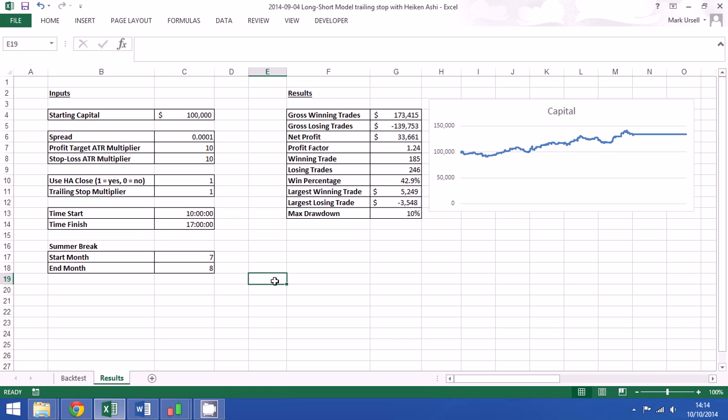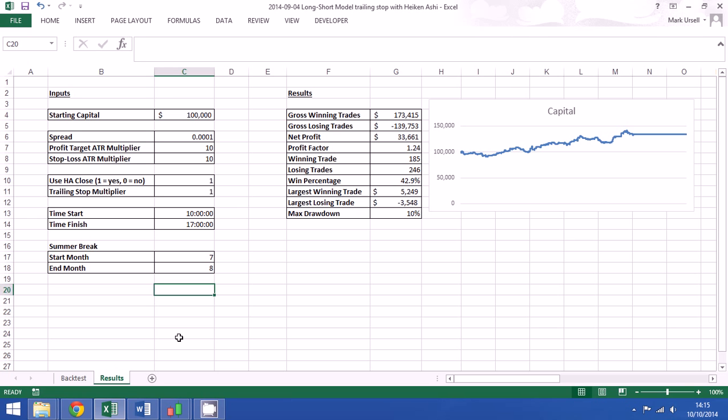I've also put in a summer break, so a lot of traders, investors, people involved in the financial markets tend to ease off in July, and many of them will completely take off or wind down their positions and trading size during August. So we can take these months out, and that's what I have done here using my summer break of July and August. Obviously this doesn't hold true for all markets. You can change this to suit the particular market that you're interested in.